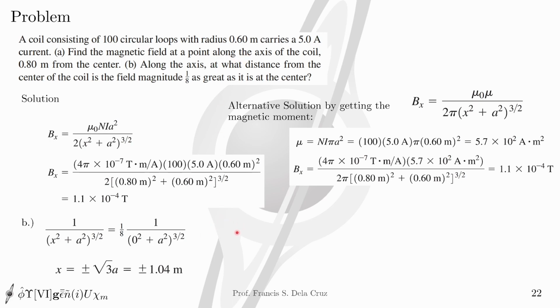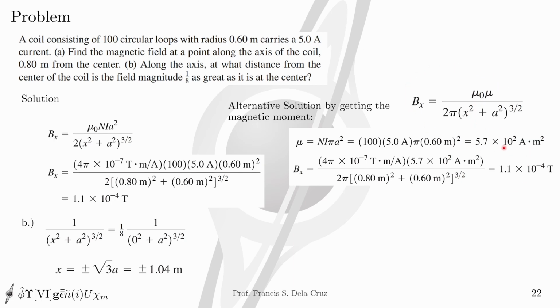You can also solve this using our magnetic moment. This is the alternative solution. Since we know that the magnetic moment will be equivalent to N I A, and A is the area of the coil, that's pi a squared, that would lead to this value, 5.7 times 10 raised to 2, or 10 squared, A dot meter squared.